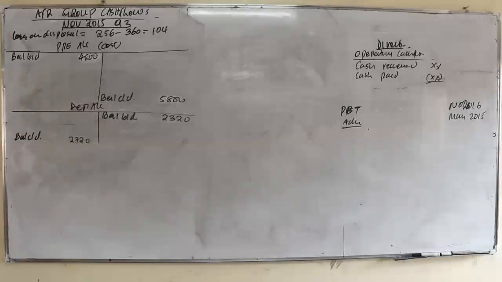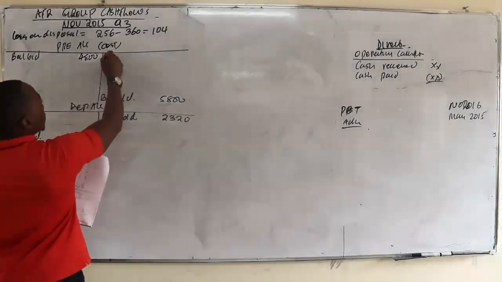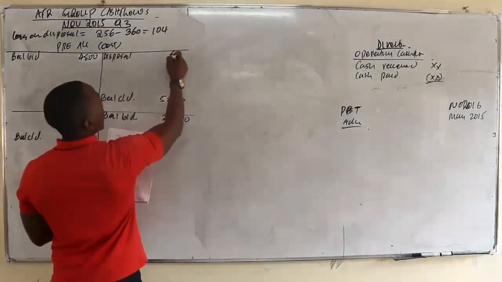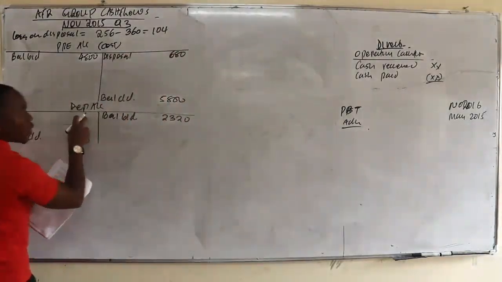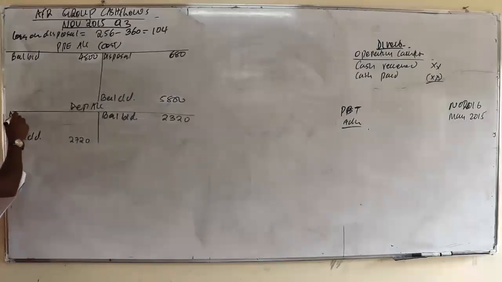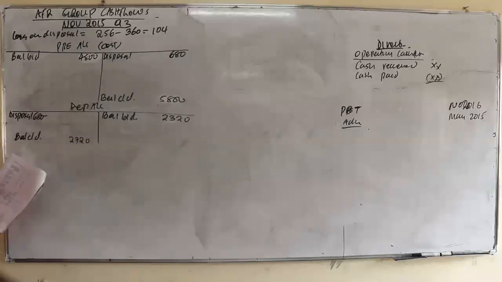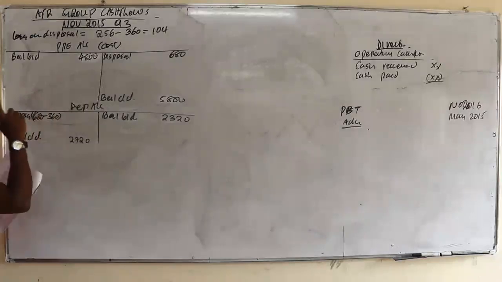Some item of machinery with an original cost of 680. So from the PPE, we had a disposal. So disposal, and you record its original cost, which was 680. Then to the depreciation account, on the debit side, we had a disposal. How much was the depreciation at the date of disposal? This item had a cost of 680 and a net book value of 360. So that means how much was accumulated depreciation at the date of disposal?